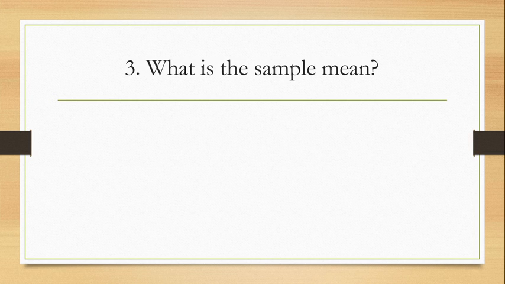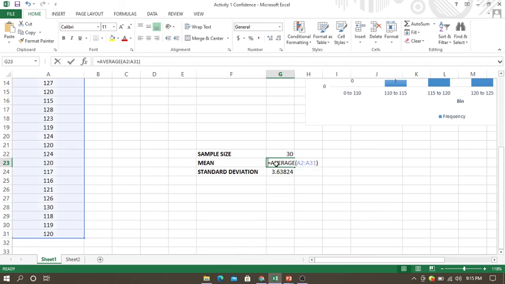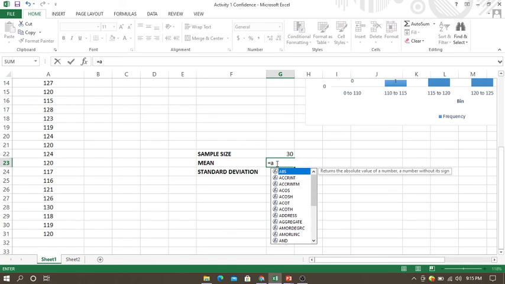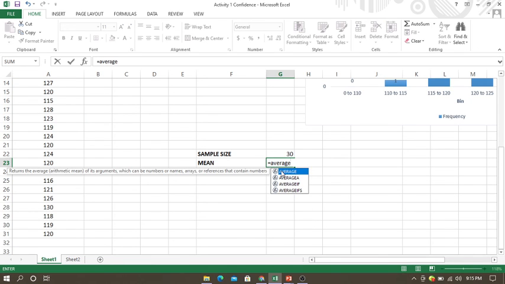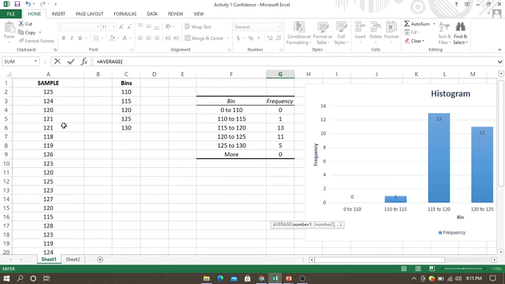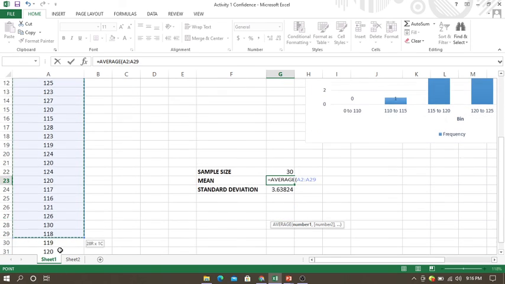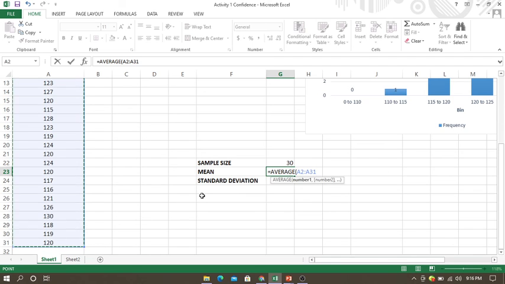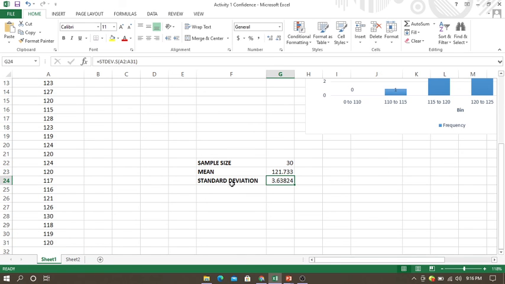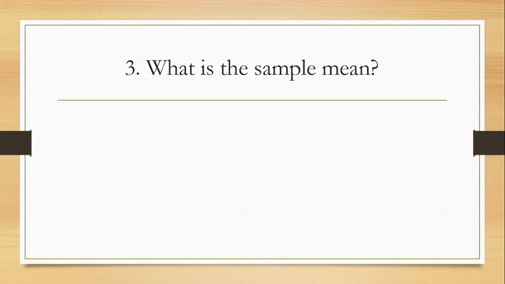What is the sample mean? So again, we're going to use this formula for getting the sample mean, AVERAGE. Click this one, then press A2, click this one, and drag until A31. Press enter. So this is the sample mean value, which is 121.733.